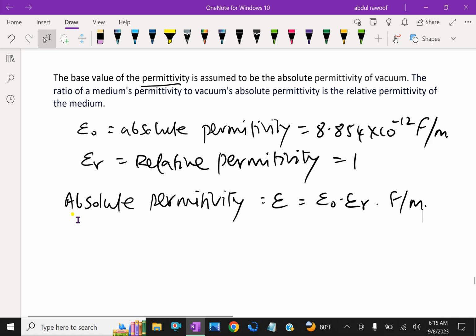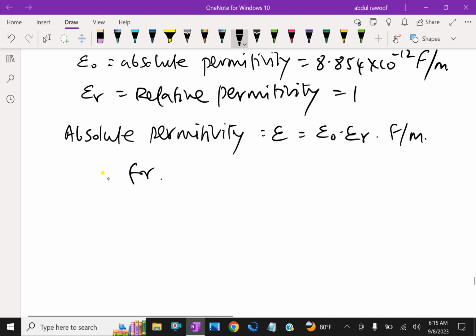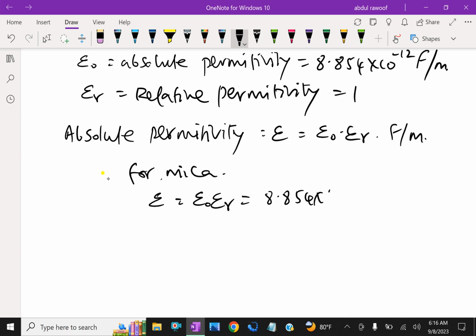For example, if the relative permittivity of mica is 5, then its absolute permittivity is, for the substance mica, epsilon equal to epsilon 0 into epsilon r, which is equal to 8.854 into 10 to the power minus 12 into 5, because relative permittivity is 5, which gives, on multiplication, 44.27 into 10 to the power minus 12 F/m.